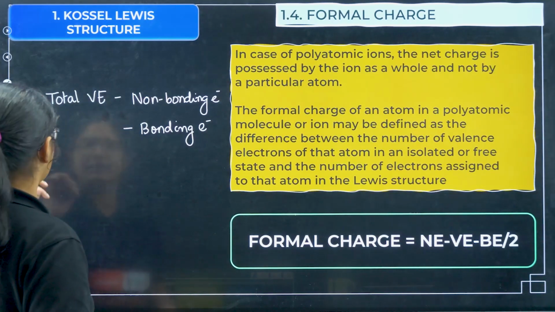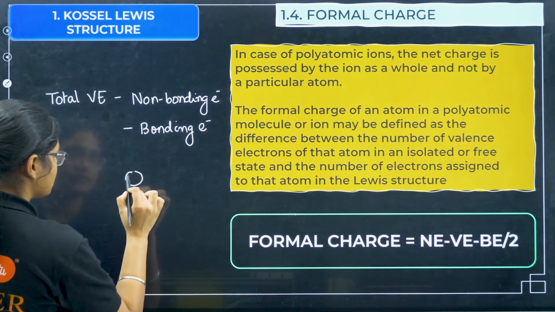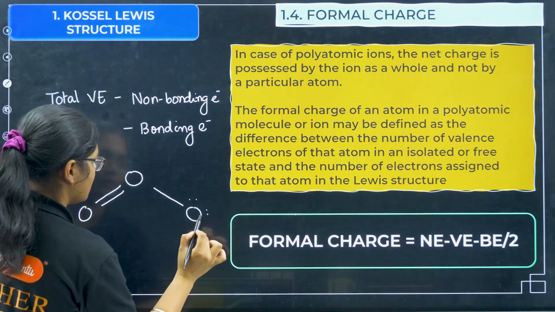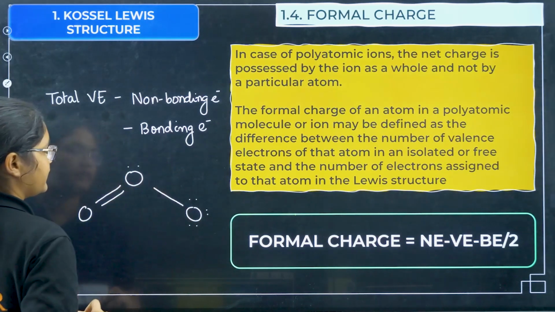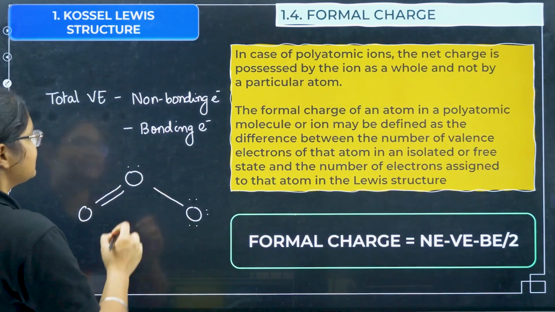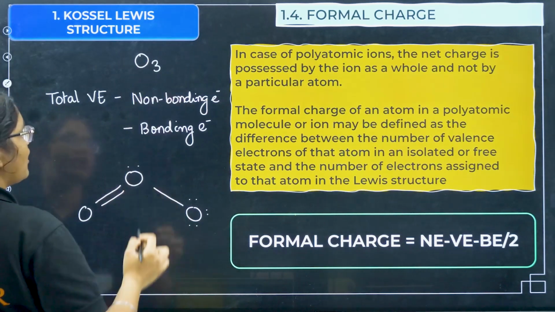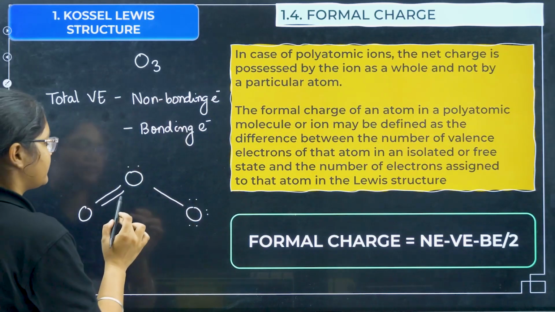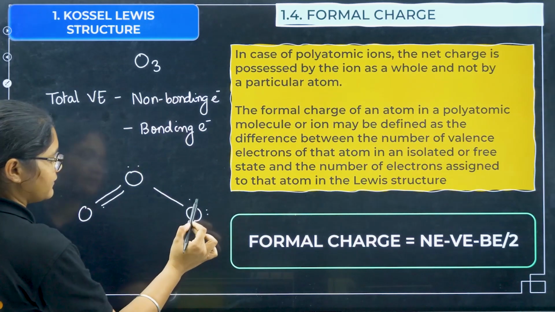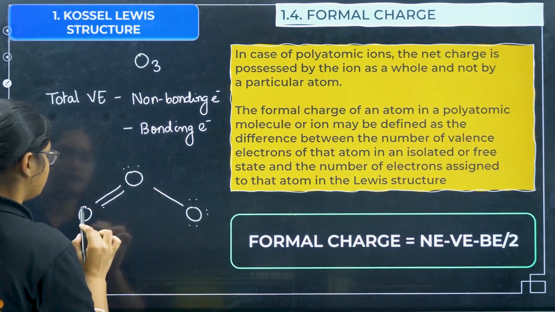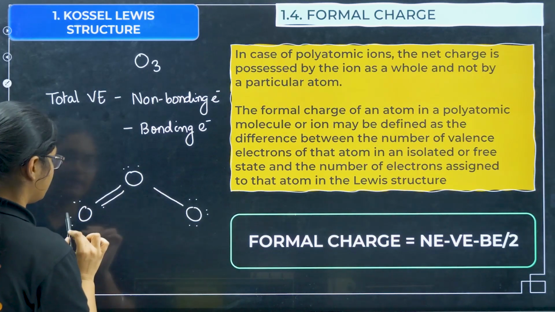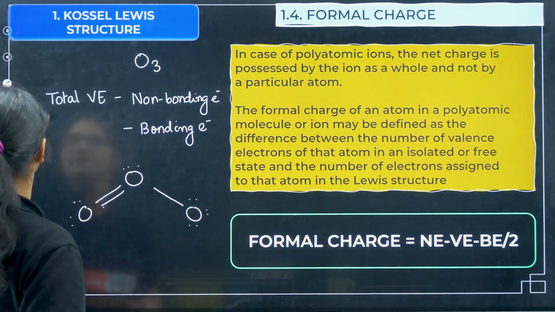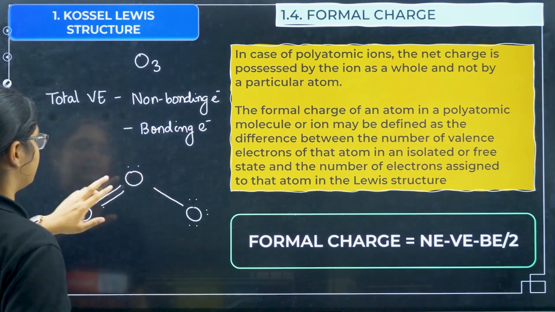Now let us take an example. Suppose I have a charged oxygen molecule like this. This is the structure, O3, ozone. So how many electrons are there? 6 times 3 is 18 electrons. I want to calculate the formal charge of each of them. Here, 2 lone pairs are there.